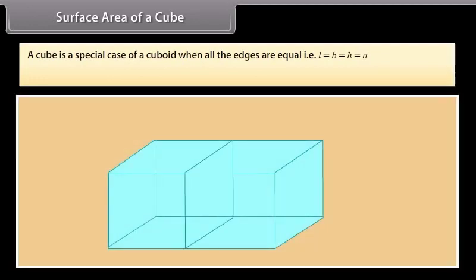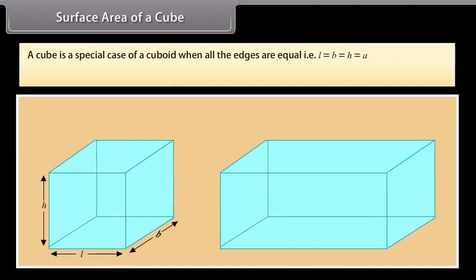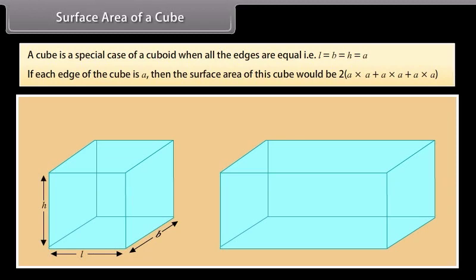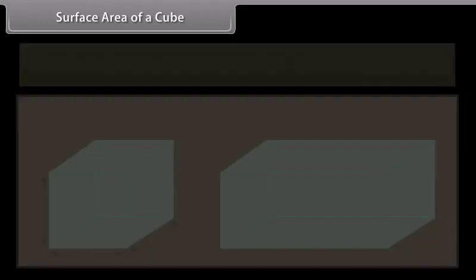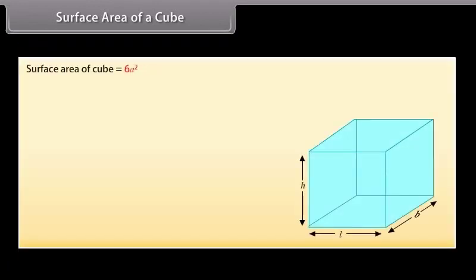Surface area of a cube. A cube is a special case of cuboid when all the edges are equal, that is, L is equal to B, which is equal to H. If each edge of the cube is A, then the surface area of this cube would be 2 into (A into A plus A into A plus A into A), or we can write it as 6A square.